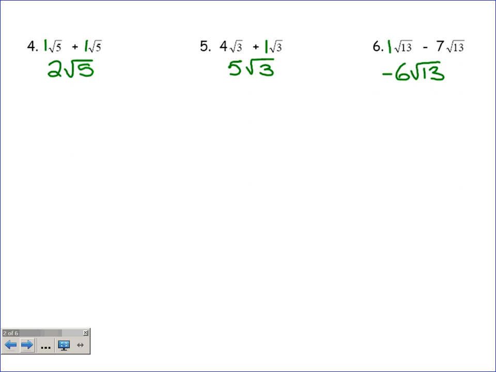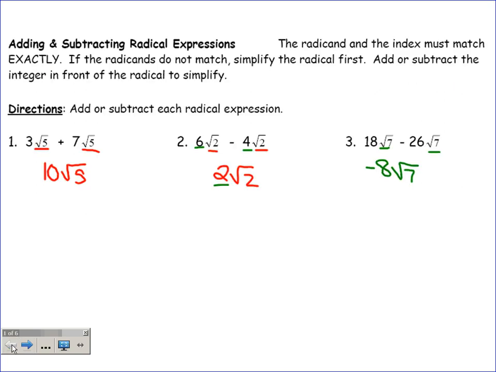Okay. Well, here's the question. It does say up here, the radicand and the index must match. They must match exactly in order to do this. So the idea is, in algebra, if you have a 2x and you have a 2x squared, are those two the same? They're not the same. X and x squared are not the same. You can't combine them. Okay? They don't have the same value for x there, so you can't add them together.